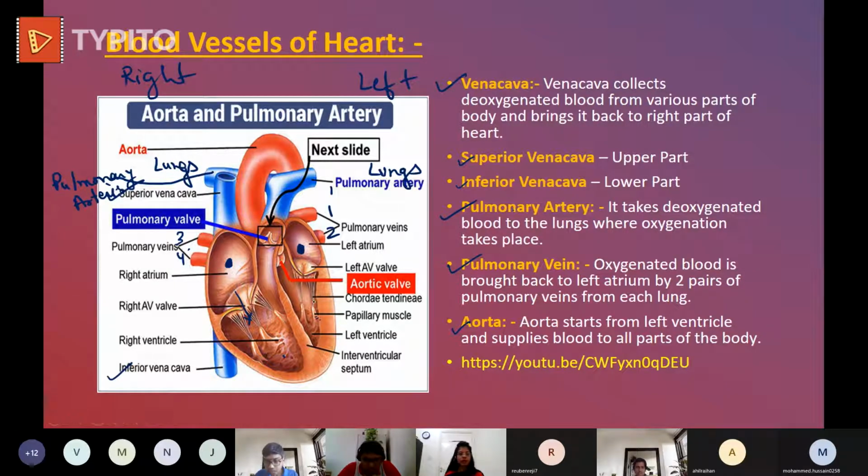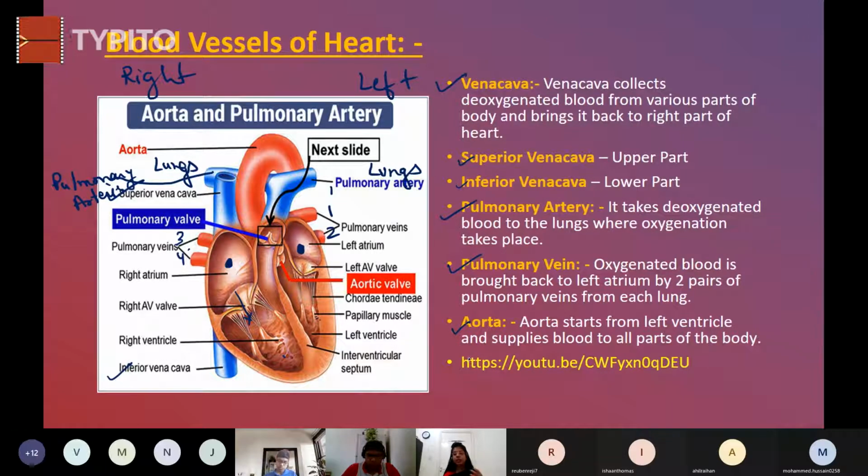Now, the pulmonary artery. What is the pulmonary artery? That is the blood vessel which takes deoxygenated blood to the lungs for oxygenation. And after oxygenation, when the blood is filled with oxygen, that oxygenated blood is given to the heart by the pulmonary veins. And pulmonary veins are in two pairs, one from each lung.